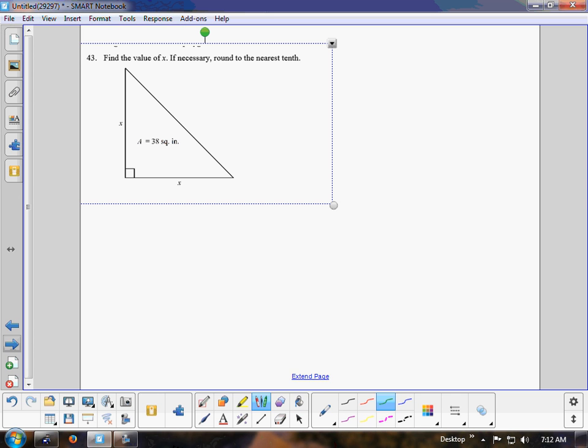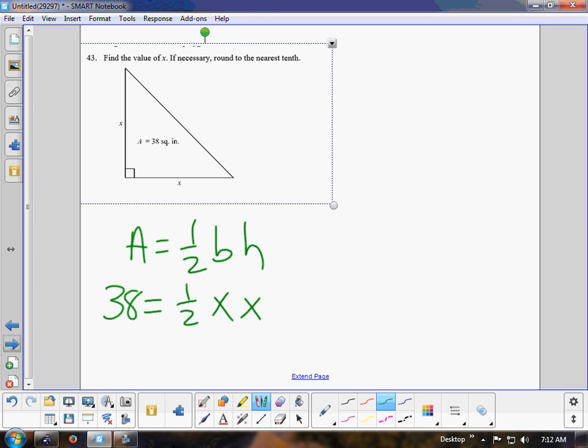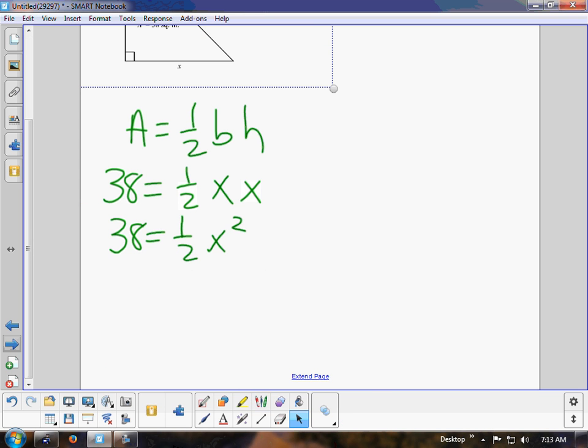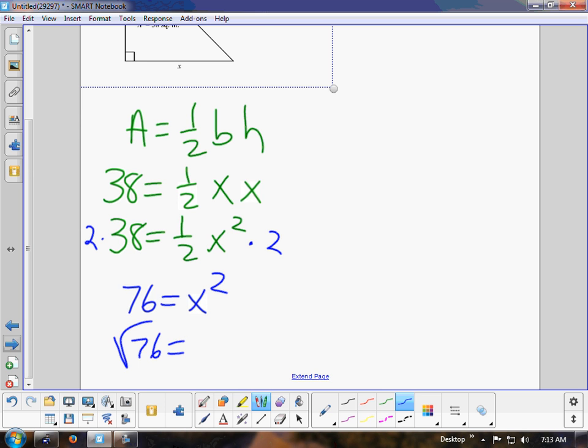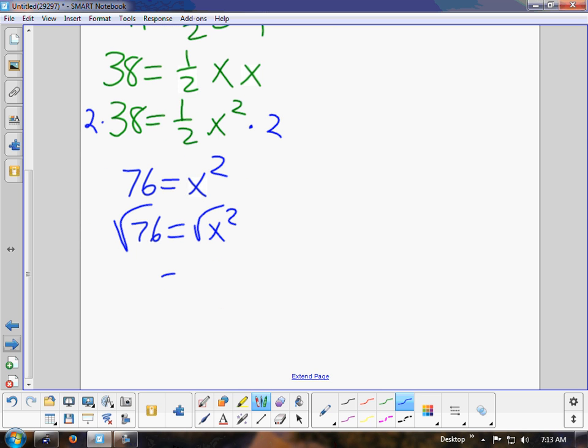This is the area of a triangle. So area of a triangle is 1/2 the base times the height. In this case, the area, 38, is equal to 1/2 base times the height. This turns into 1/2 x squared. Now it is a quadratic, but you can solve it because there's no other terms with it. You can solve it quickly by multiplying both sides by 2, and you get 76. X squared equals 76, and then my answer is going to be the square root of 76. The square root of x squared is x.